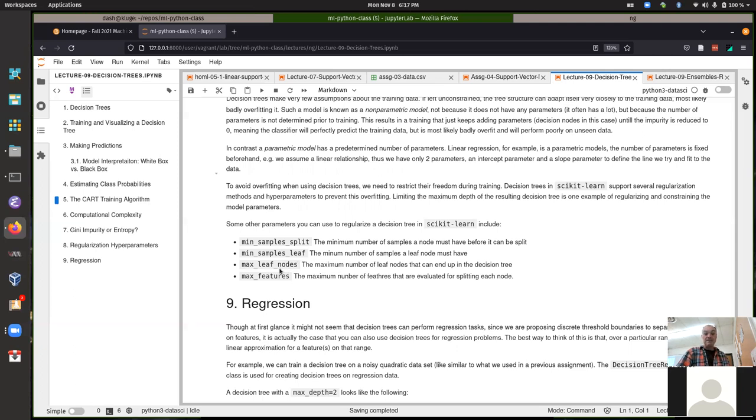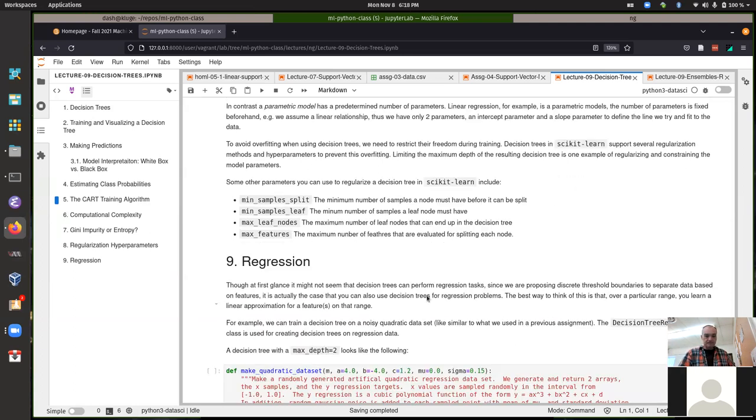Instead of constraining depth, you can say there's some maximum number of actual leaf nodes that should be found, and then you stop once you get to that maximum. You can also make it so it only uses a certain maximum number of features that are evaluated to split each node.